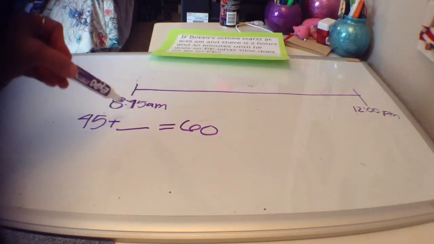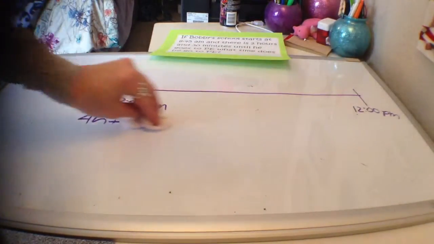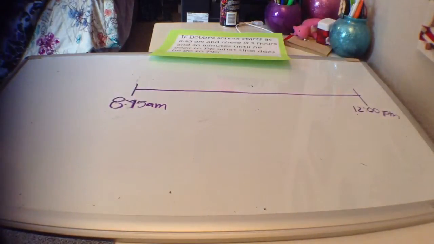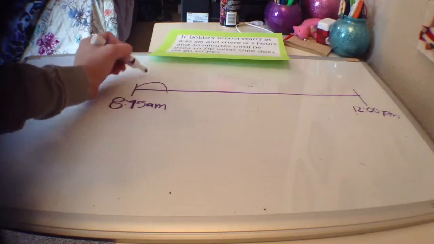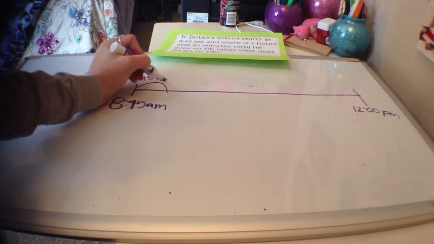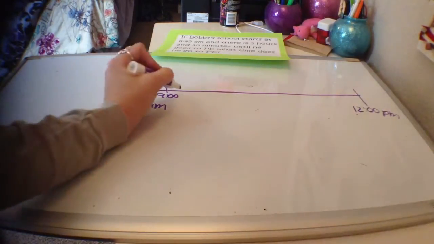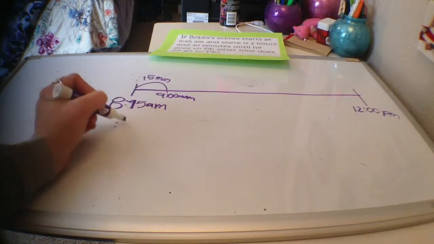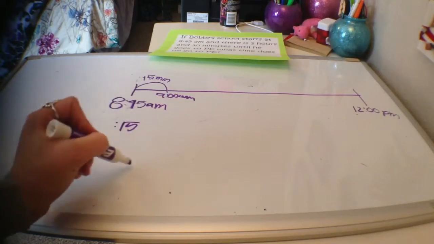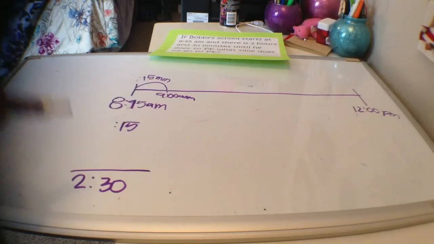We know that if we add 15 minutes to 45, that will get us to 60, therefore letting us regroup to the next whole number, which would be 9 a.m. So that will be your first jump. We will start at 8:45 and jump 15 minutes, bringing us to 9 a.m. Now we have gone 15 minutes of our total 2 hours and 30 minutes. So that means we still have 2 hours and 15 minutes left.